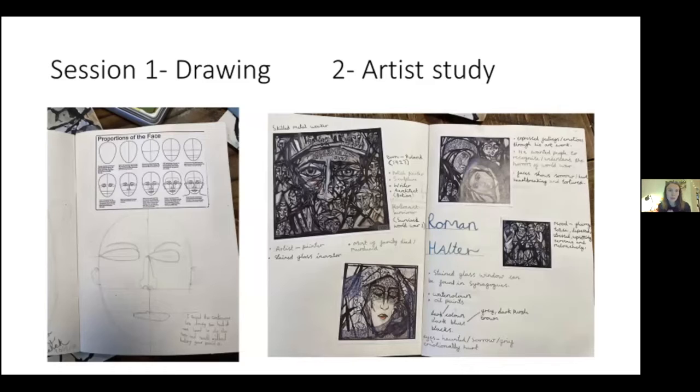And then we looked at proportions. You can see an example here. They got them to stick in this picture, and then I broke it down on the board with them, and they looked at how to actually draw a face using the correct proportions. And then the second session, they looked at Roman Halter. They stuck images in of his work. This was done in one session.